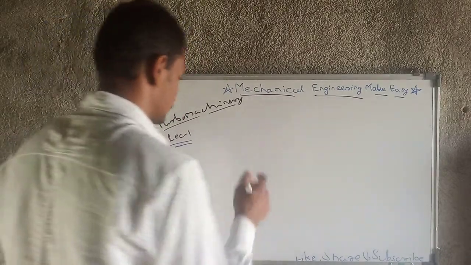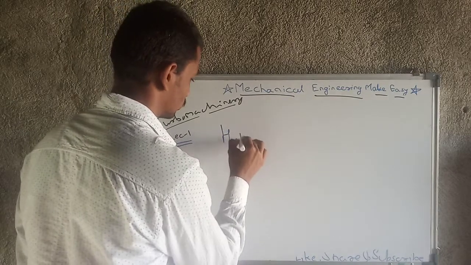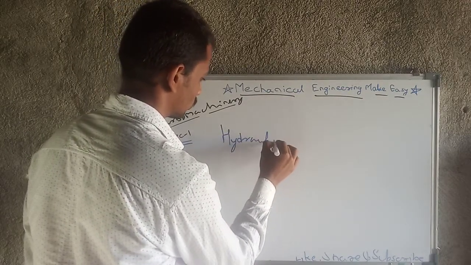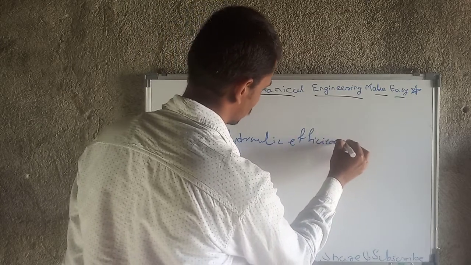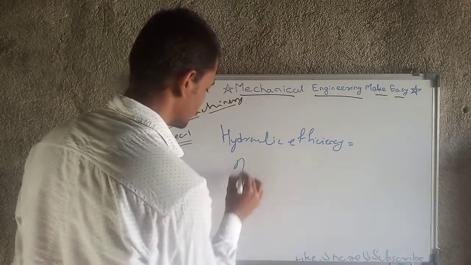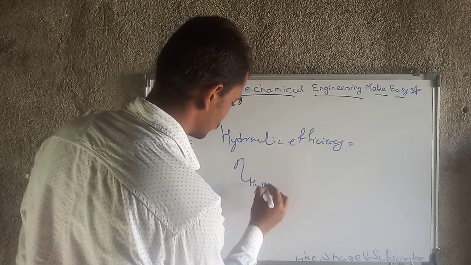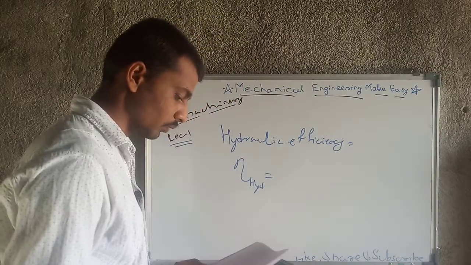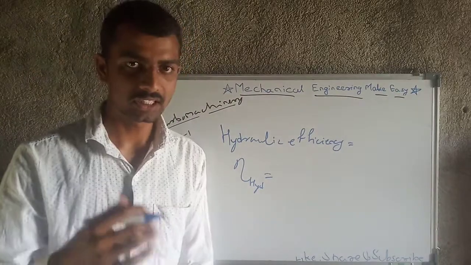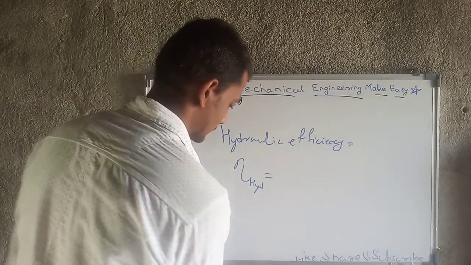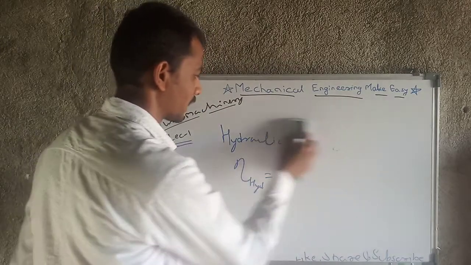Then hydraulic efficiency. Hydraulic efficiency, that is eta hydraulic, is equal to runner power upon water power. Firstly I have to give you one idea about power calculation.